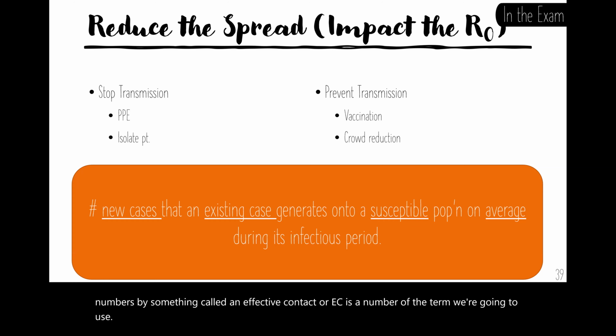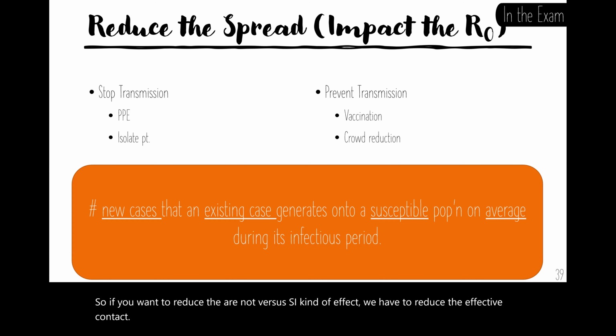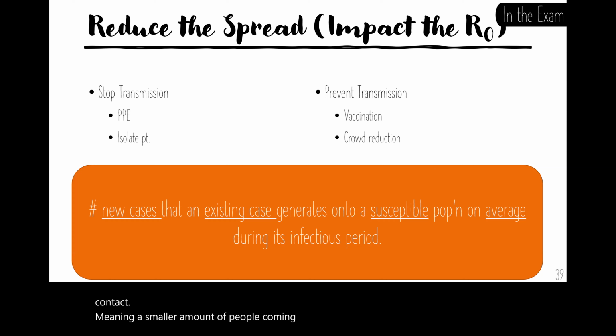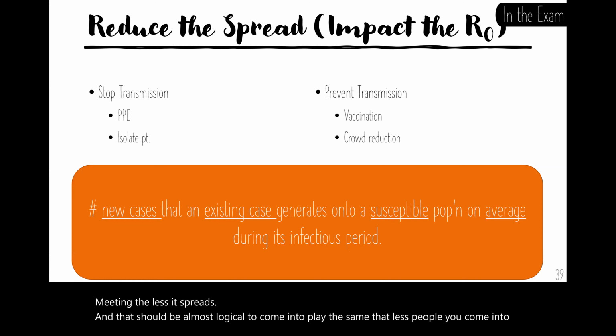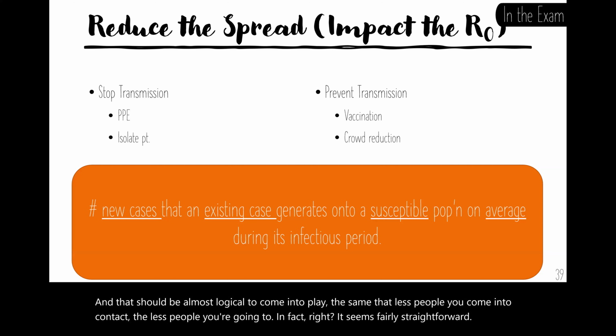So if we want to reduce the R naught, we have to reduce the effective contact, meaning a smaller amount of people coming into contact, the smaller the R naught, meaning the less it spreads. And that should be almost logical: the fewer people you come into contact with, the fewer people you're going to infect, right? It seems fairly straightforward. So how do we change that?